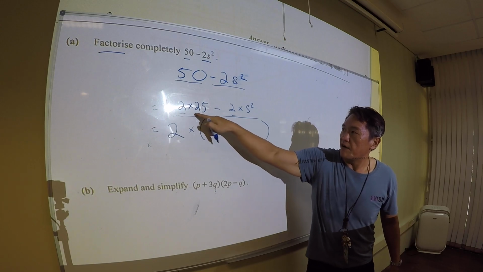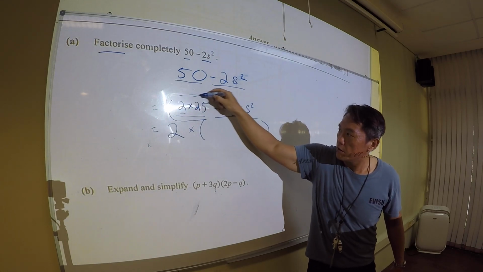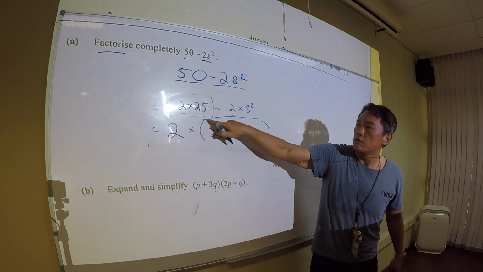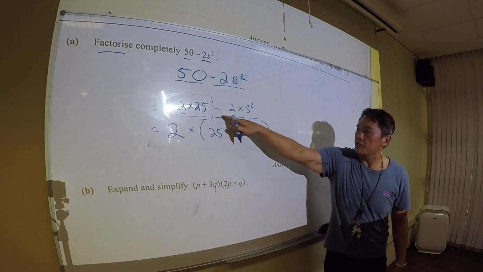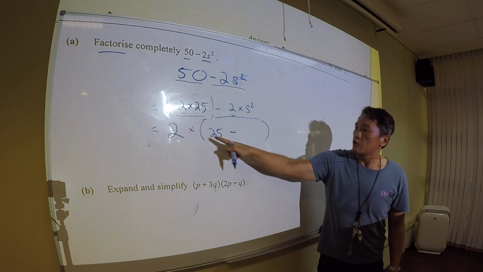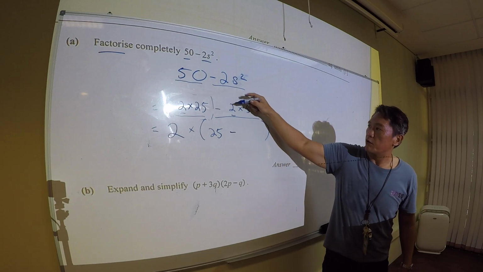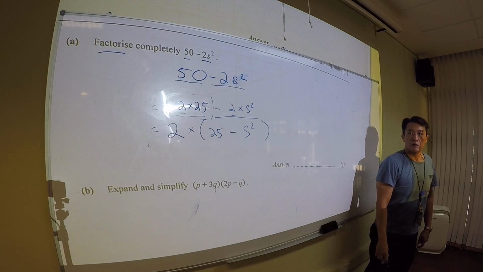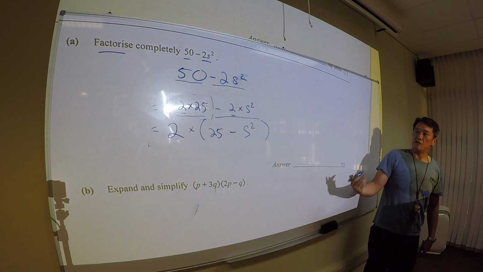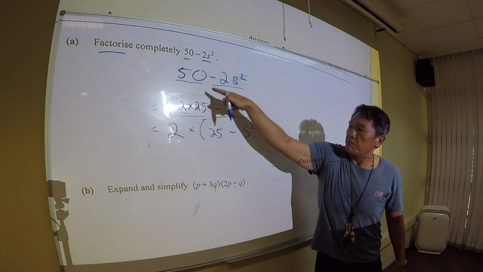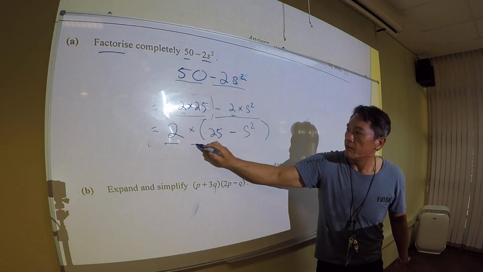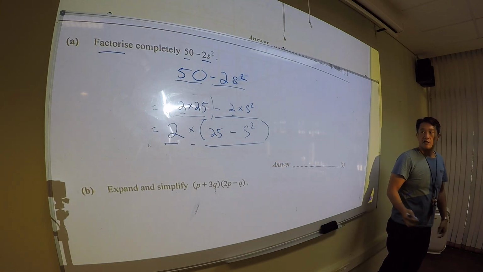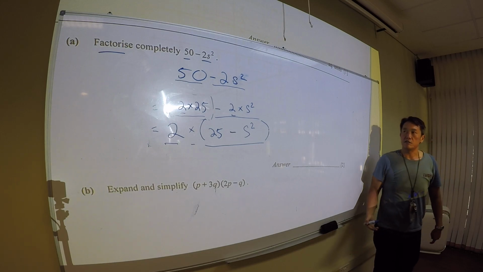2 times 25 will give me back this front part. So the front here is 25. Okay? Minus, I keep the minus. 2 times s squared will give me back 2s squared. So now I have managed to write it in factorized form already. The same number can be written as 2 multiplied by this bracket. See, this is what factorizing is. Something multiplied by something. That is the meaning of factorize.